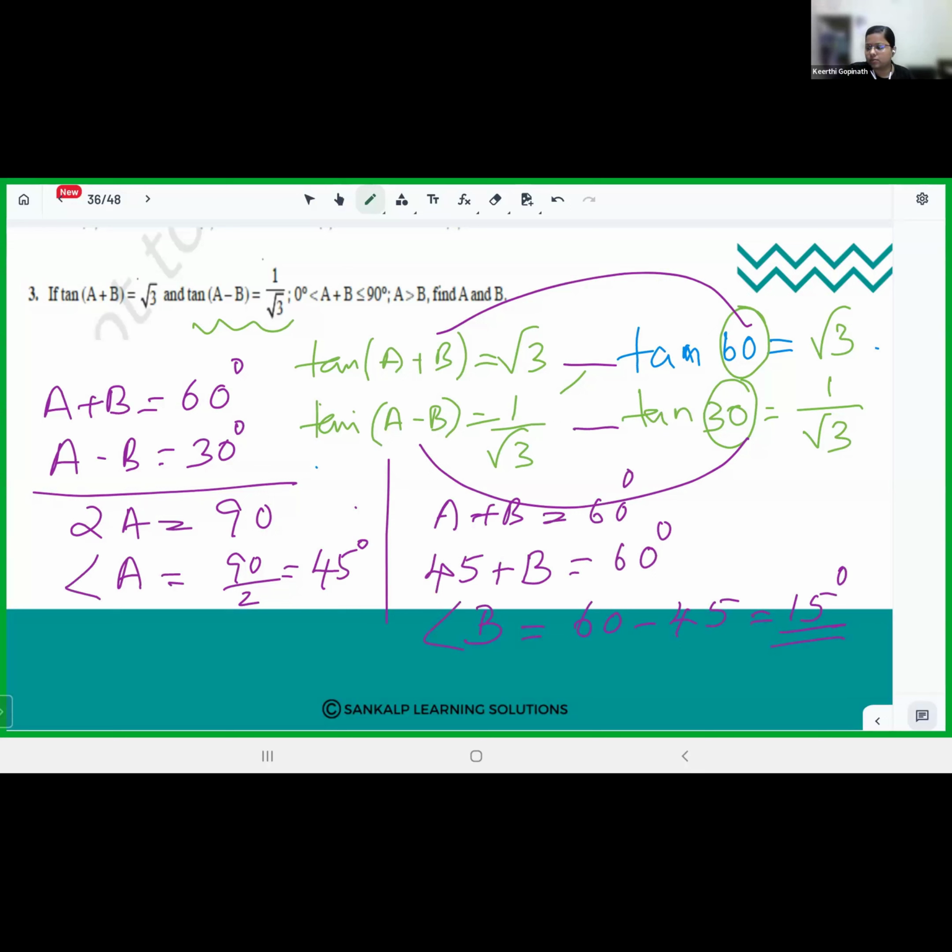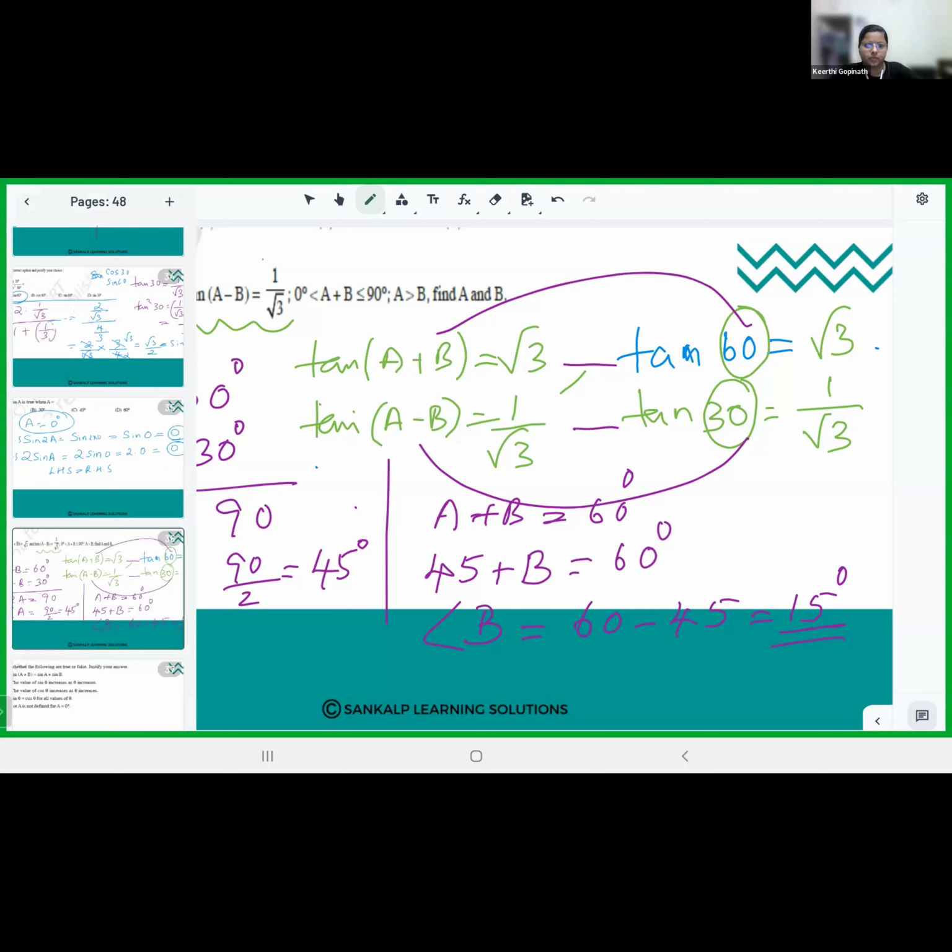Is that clear to you all? Okay. We just compared those equations and we found out the values of A plus B and A minus B, and then we solved those equations to find out angle A and angle B. All right. So we are moving on to the other question. That's the last question of this session.